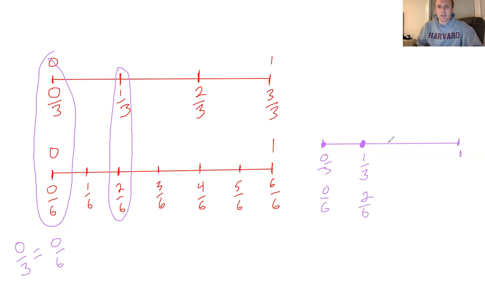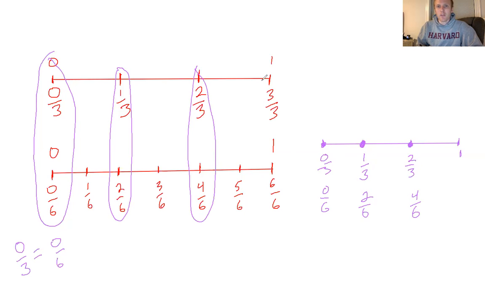3/6 doesn't have anything over here. It goes on this number line, but it doesn't have any matching thing on the thirds line. And then 2/3 and 4/6 both go here. So we would have 2/3 and 4/6 both take up the same spot on this number line right here.